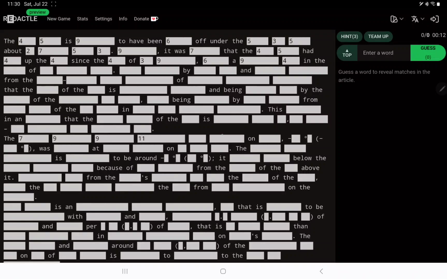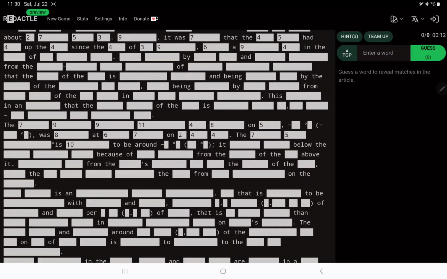Okay, we have some climate information. Something was something on some date, is estimated to be around negative centigrade, which is 2-digit Fahrenheit.